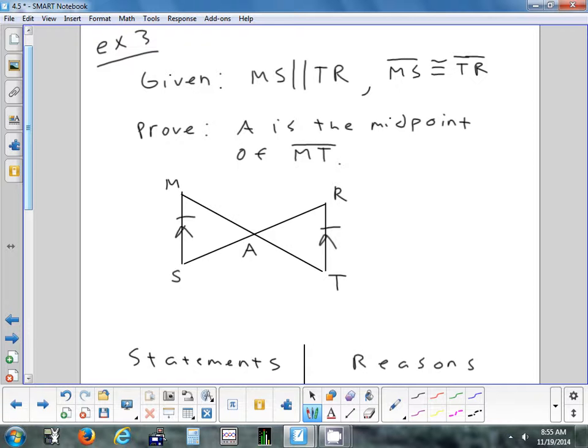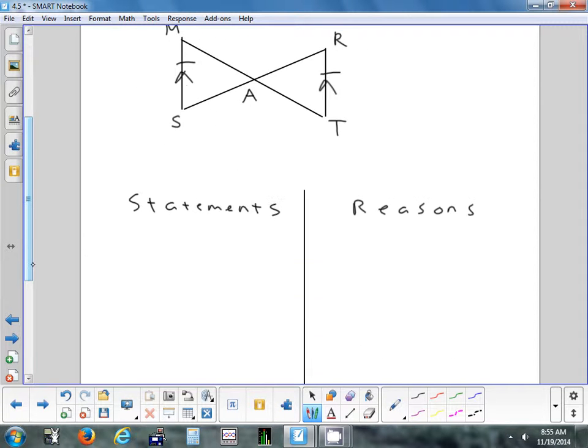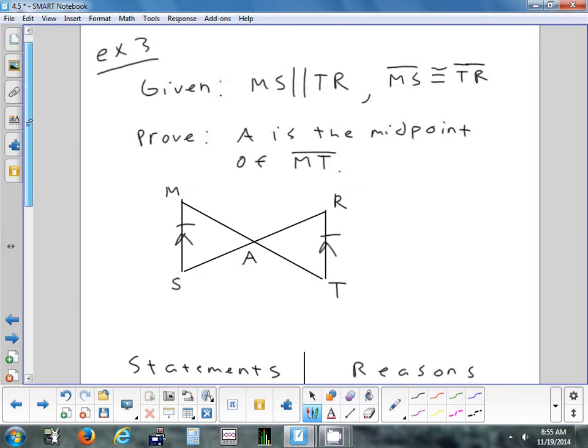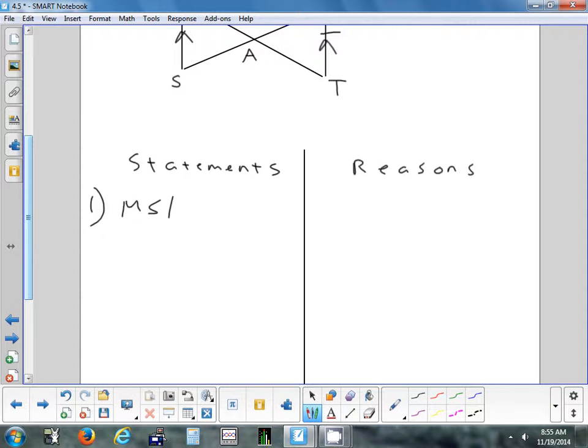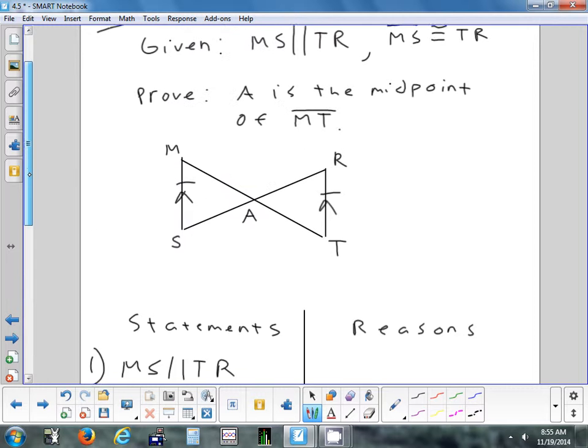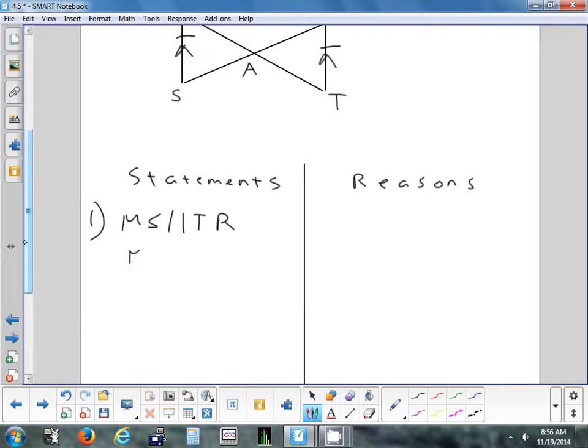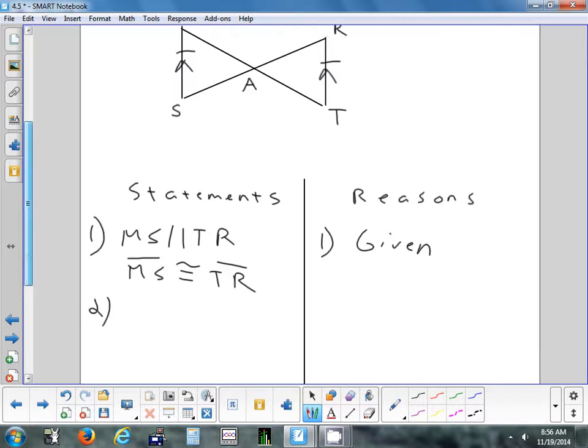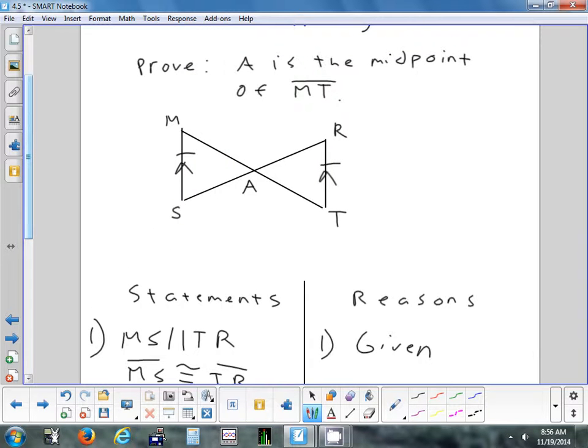All right. So what should we start off with here, as always? Yep, start off with the given. Let's say MS is parallel to TR, and MS is congruent to TR. Okay, so we at least have a side. Anything else I could say based on those lines being parallel?